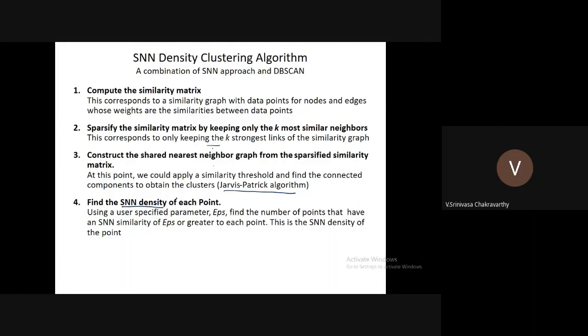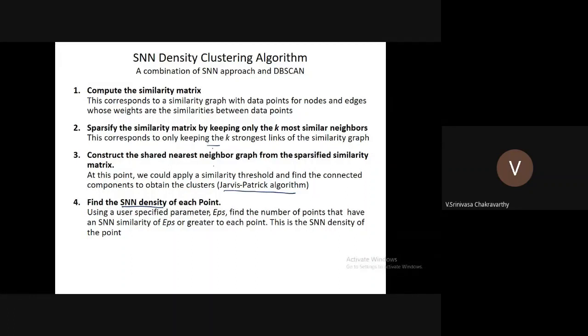So once you have a graph, how do you find out density from a graph? That is simple. How did you find density in the case of DBScan? We said how many other points are located within a distance epsilon, EPS, from a given node. That's what we needed, because in DBScan there's no graph, it's all points and the distances. So how do you find density? From a given point, how many points are there within a radius epsilon?